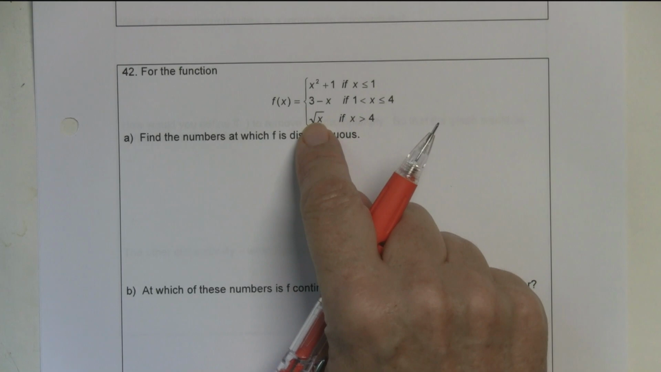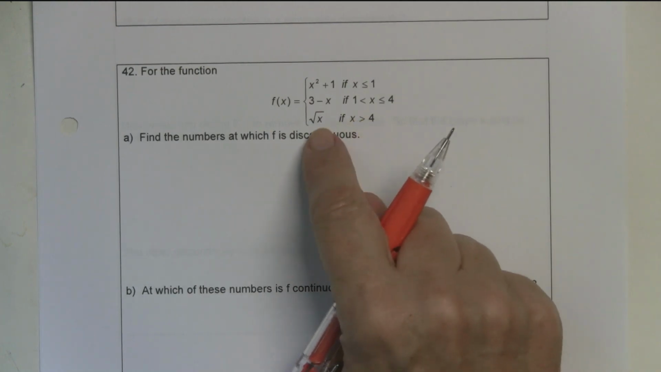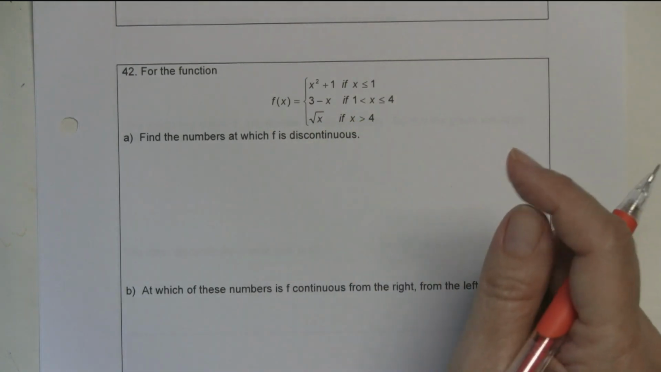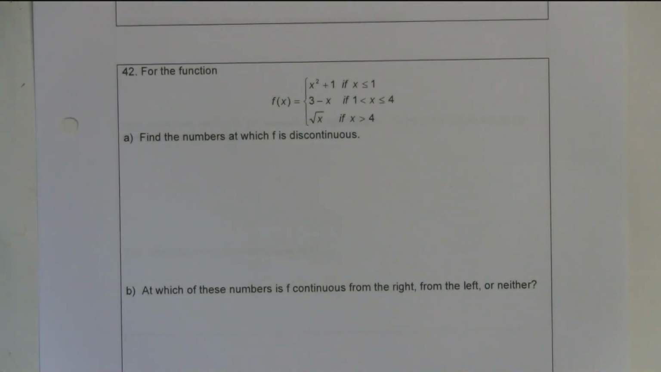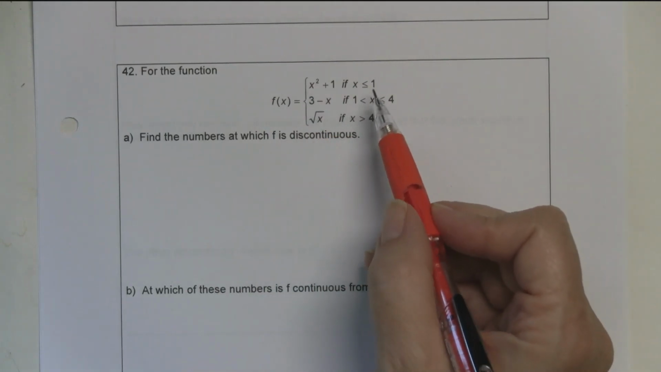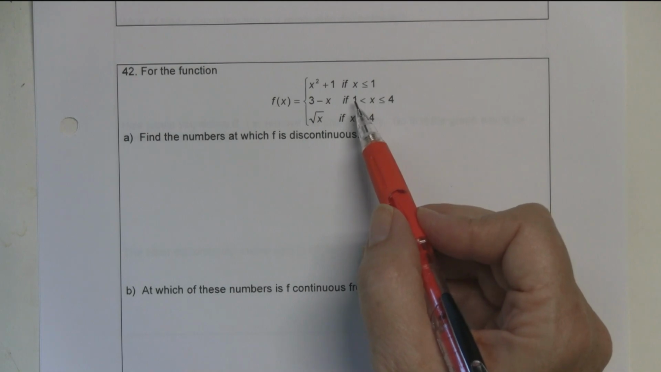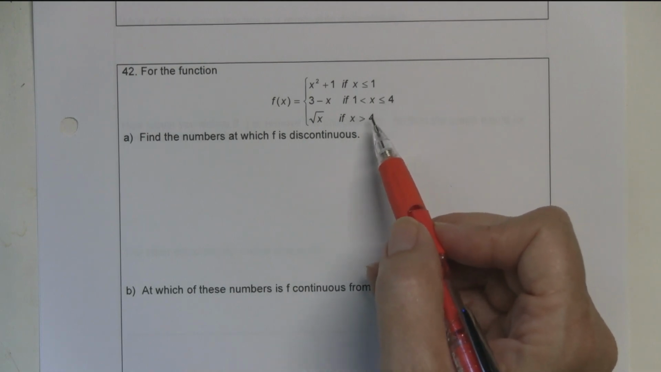And the square root would only have a problem if you tried to make it take the square root of a negative. But it's saying that x is going to be larger than 4, and everything larger than 4 is positive. So I don't have any problems at the pieces themselves. But where I might have problems is where they hem together. And so I might have a problem at 1, or I might have a problem at 4.